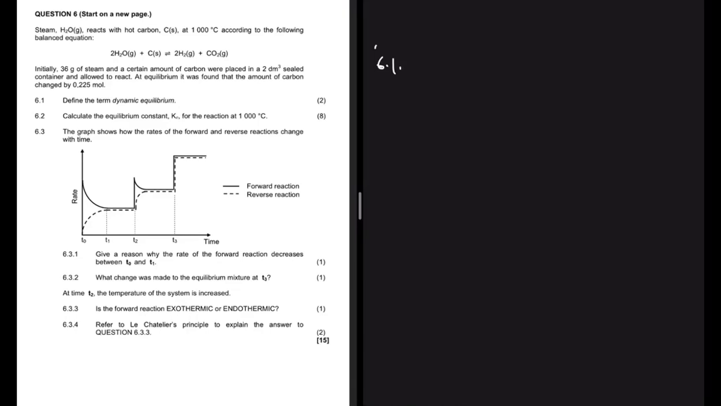And then 6.1 says define the term dynamic equilibrium. Dynamic equilibrium is the same as chemical equilibrium. It's the stage in a chemical reaction when the rate of forward reaction equals the rate of reverse reaction.